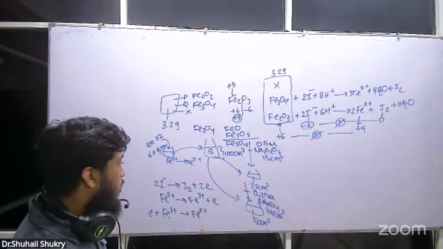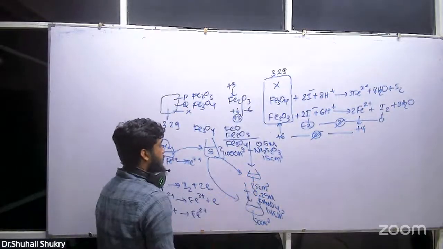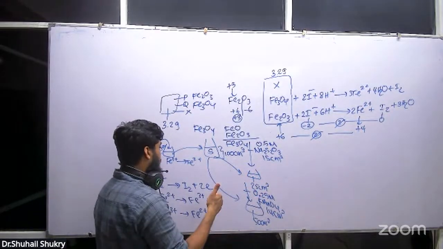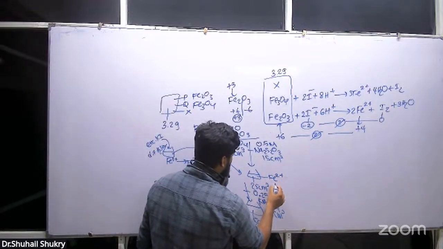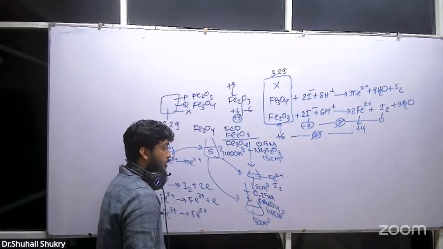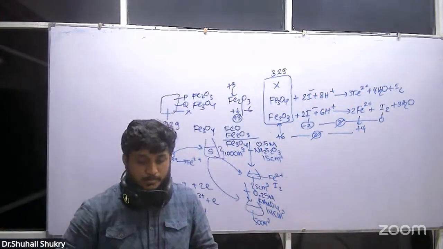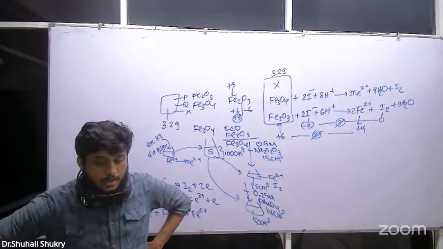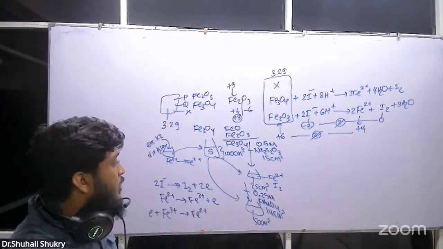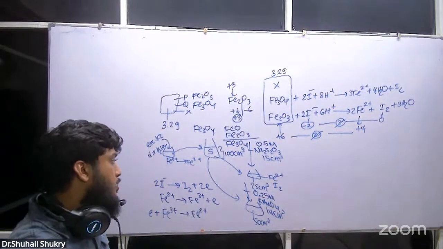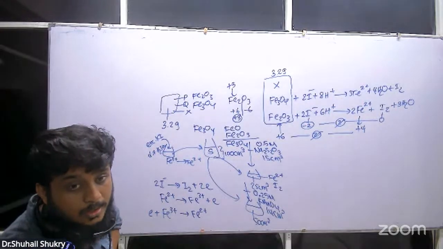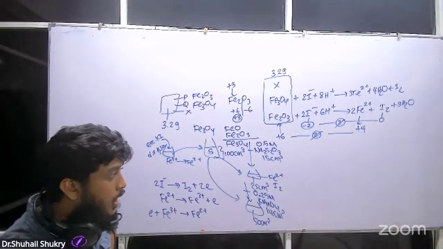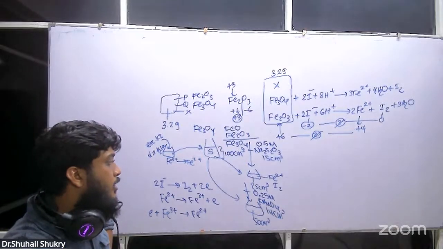Now what is in this solution? You got Fe2 plus. What is the other one? You got I2 here. Fe2 plus and I2. Now who will react with sodium thiosulfate? I2. Okay. Why sodium thiosulfate?